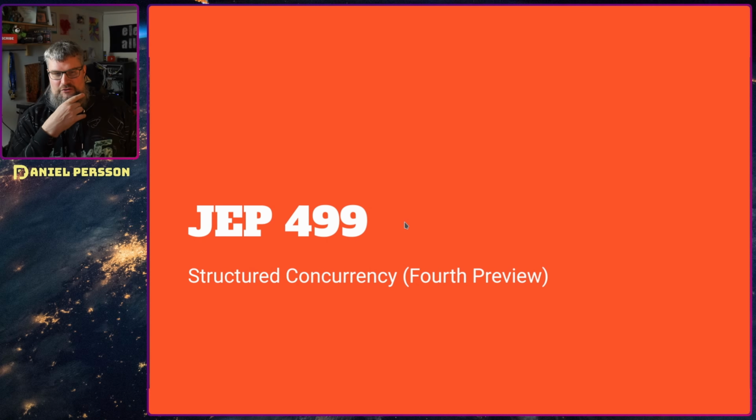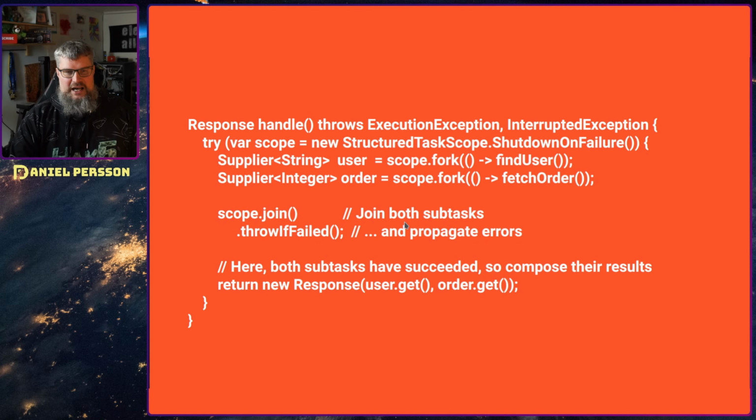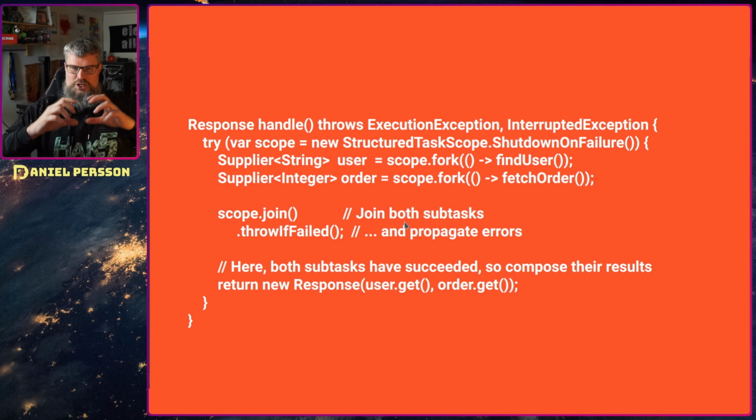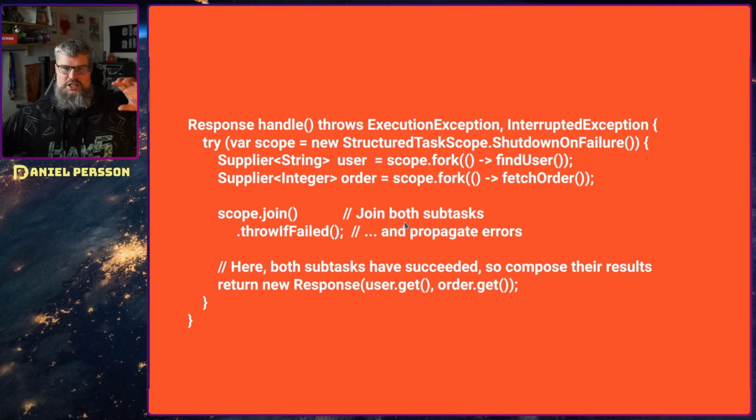Next up, we have 499, the structured concurrency, and this is the fourth preview, so we have talked about this a bunch of times. It's where you have two different forks doing two different operations, and then you join the flow afterwards in order to return one result to the end user. So this is a very useful case where you can see that both of the tasks actually succeeded, or else you will throw an error and don't respond in the normal way.